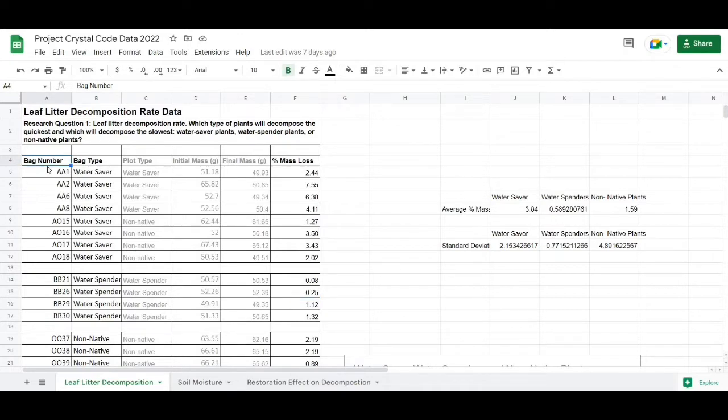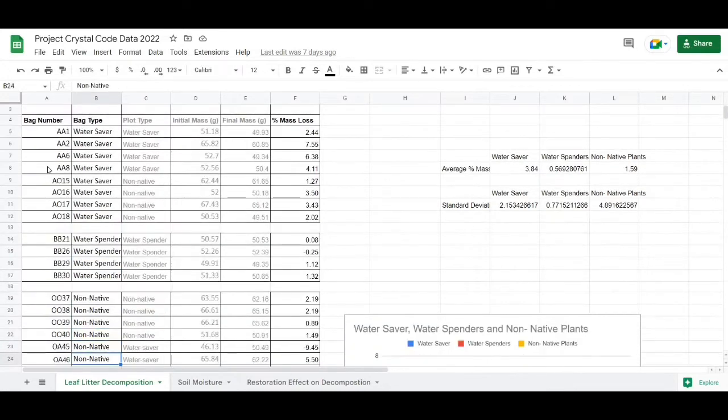First, we start with bag number. Bag number is just a combination of letters and numbers to identify the bag. Next, it's bag type. Bag type just talks about the type of leaf litter that is in the bag, and we have 3 different types of leaf litter: water savers, water spenders, and non-native leaf litter.